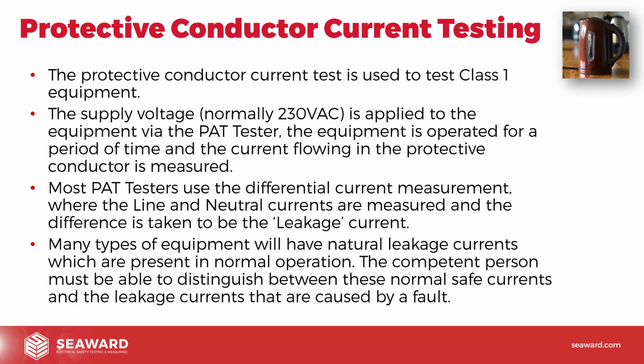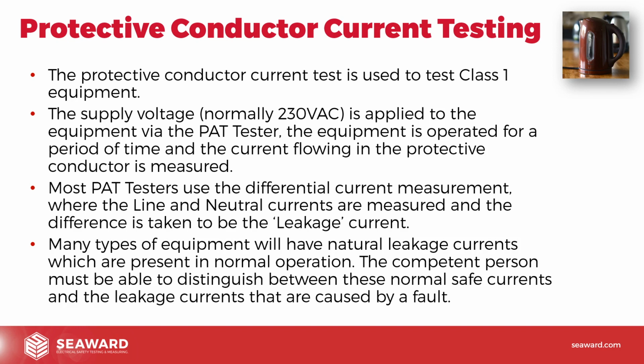Most PAT testers use the differential current measurement, where the line and neutral currents are measured and the difference is taken to be the leakage current. Some people automatically assume that we just measure the current in the protective conductor. That's one way of doing it. But by measuring the differential current, you're actually getting the total leakage, for want of a better term. You're getting all of the leakage, because the difference between the line and the neutral is all of the leakage. Whereas if leakage was going down a parallel path, we wouldn't necessarily pick that up by just measuring the protective conductor current.